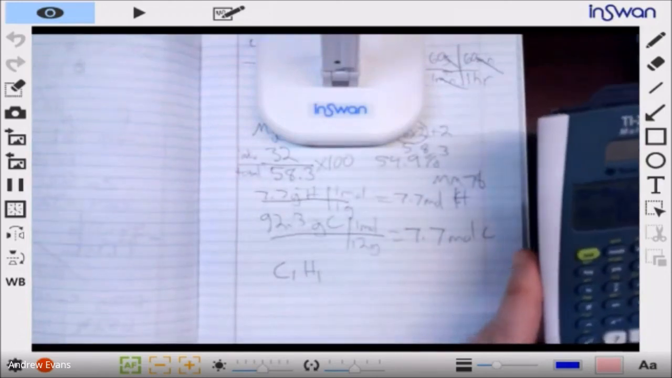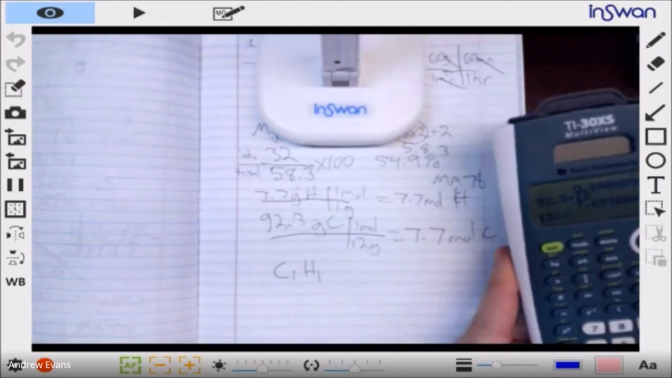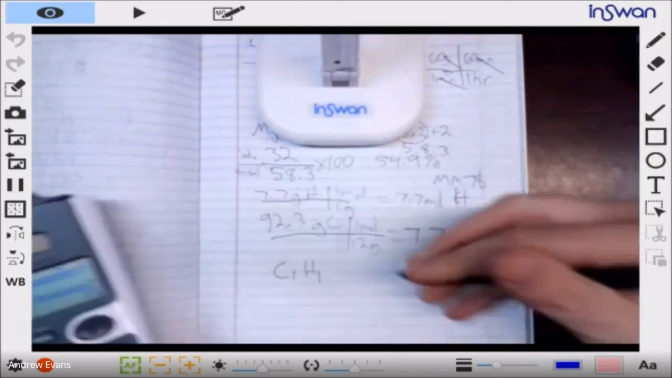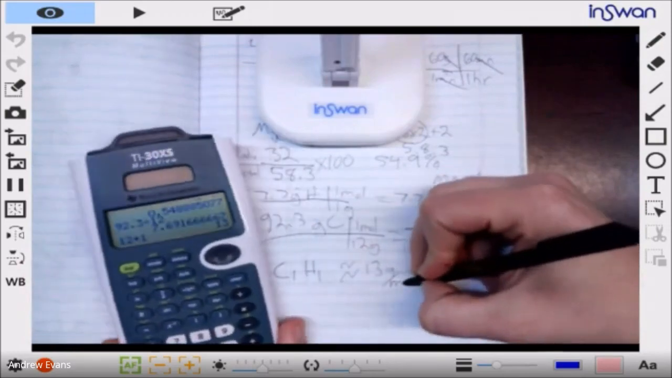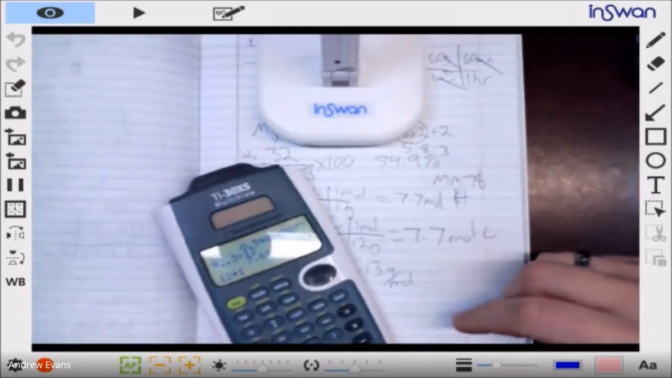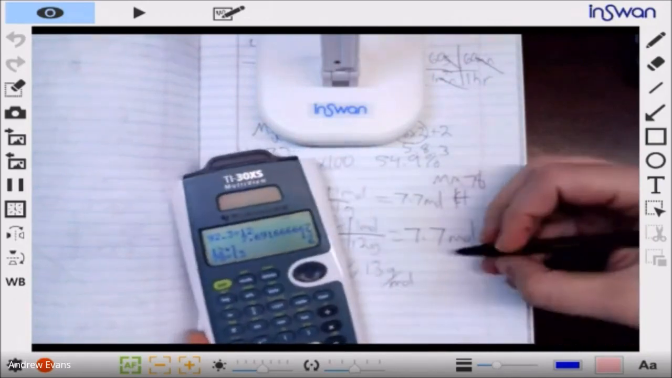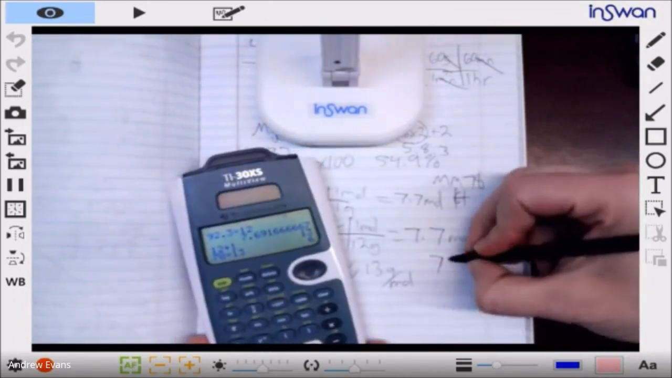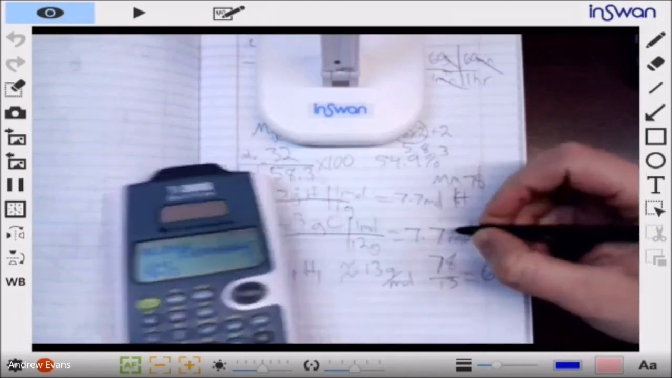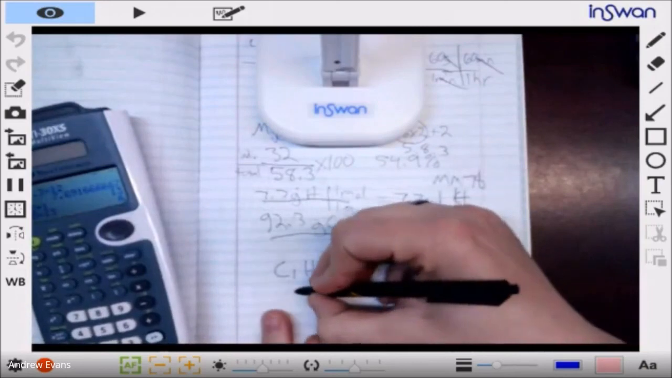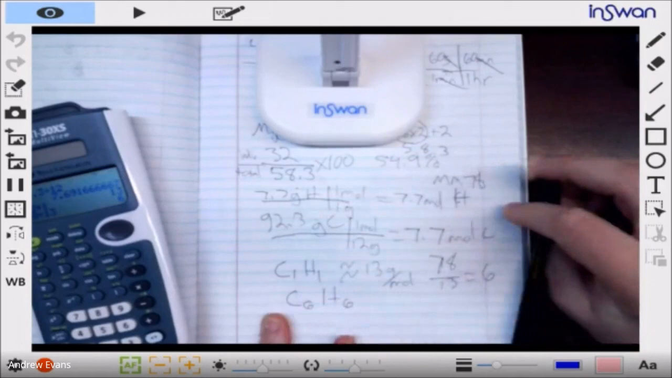Now for the bonus points, that fragment weighs 12 plus 1, or 13. 13 grams per mole. How many times does 13 go into 78? 78 divided by 13 is 6. So what is the molecular formula? C6H6.